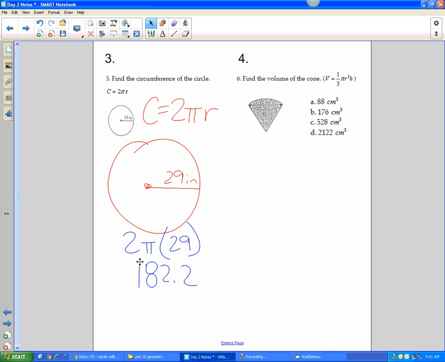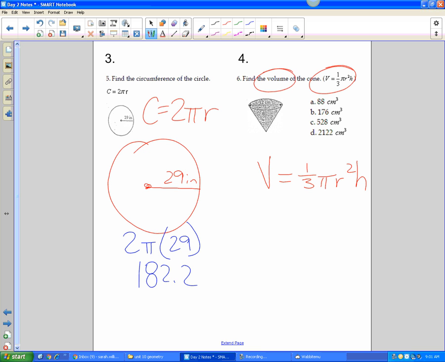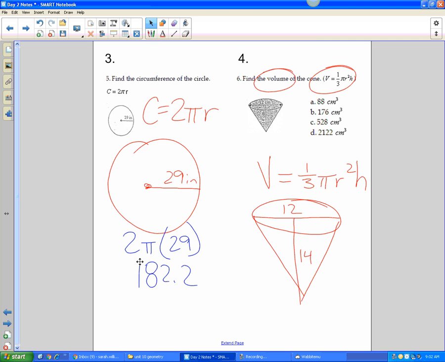All right, number 4 says find the volume of a cone, and they give you V equals 1/3 pi r squared h. Madison, what do you think the R stands for? Radius. Good. Elijah, what do you think the H stands for? Height. Very good. All right, so this is what the picture looks like. We got a 12. And we got a 14.